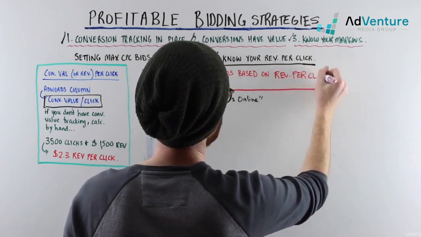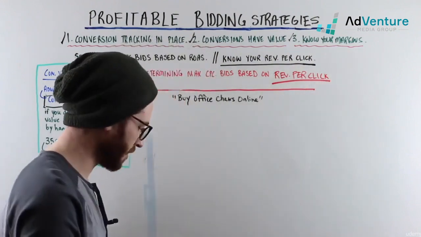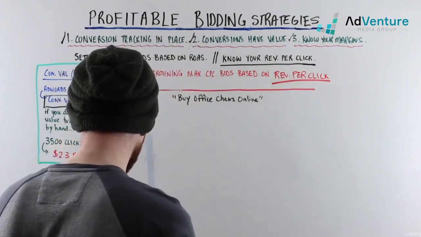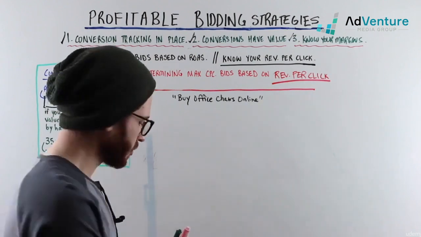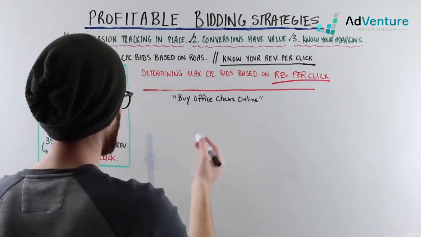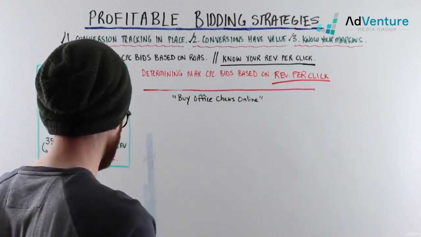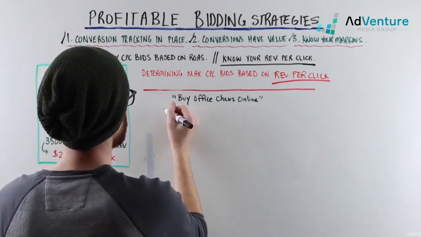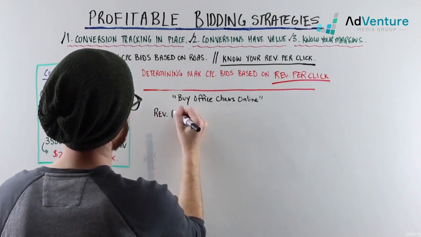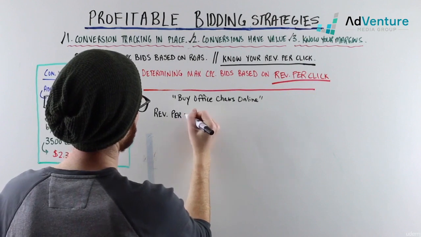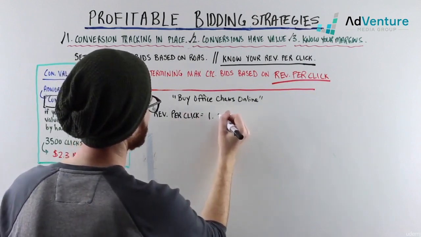So let's say I know my revenue per click, and once we see this formula, you're going to get a very clear sense of why I'm such a fan of knowing your revenue per click. So let's go back. We have our same keyword, buy office chairs online. Let's say we look at our keyword for the last 90 days, and we see that our revenue per click is, let's say, $1.85.